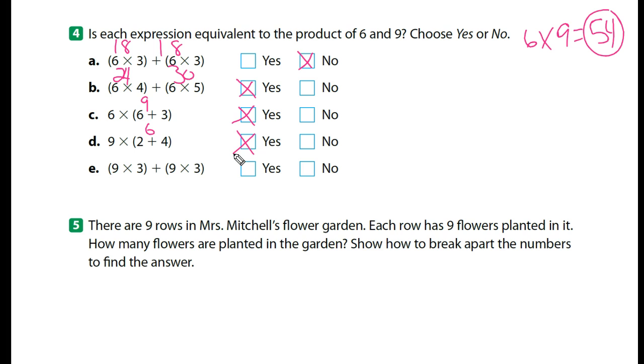Okay. What's 9 times 3? 27. So then 9 times 3 is also 27. And let's add this up. 27 plus 27. 7 plus 7 is 14. Put the 4 down, carry the 1. 2 plus 2 is 4. Plus 1 more is 5. Does this also equal 54? Yes.